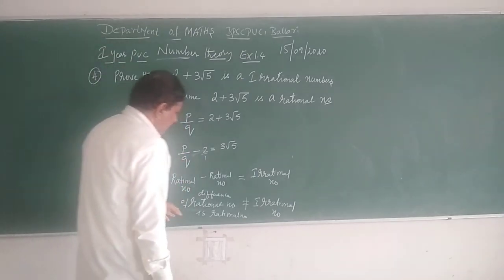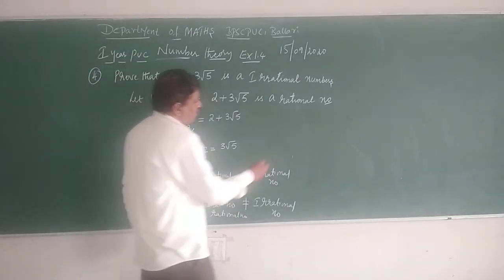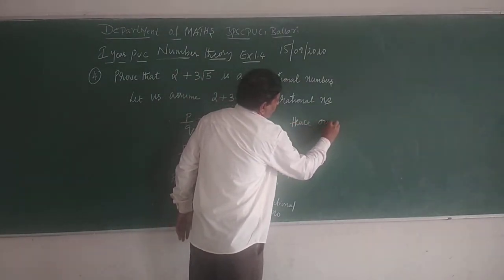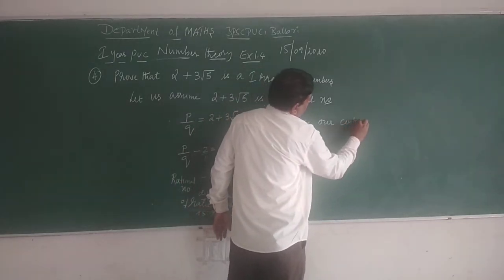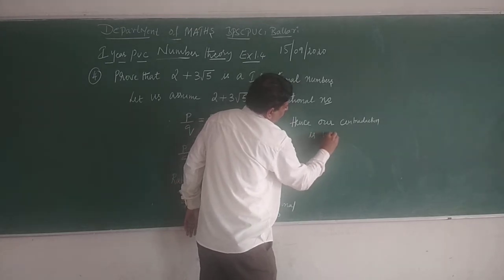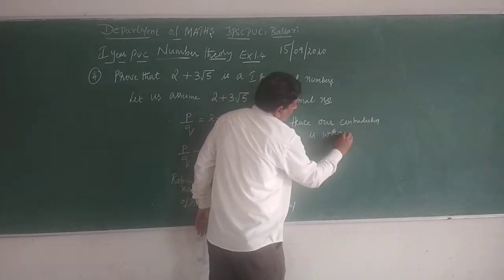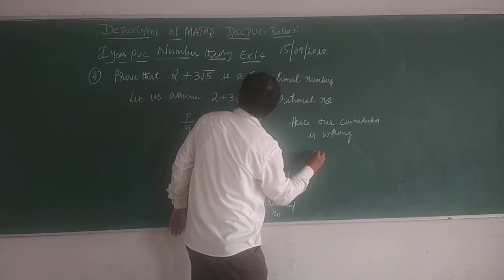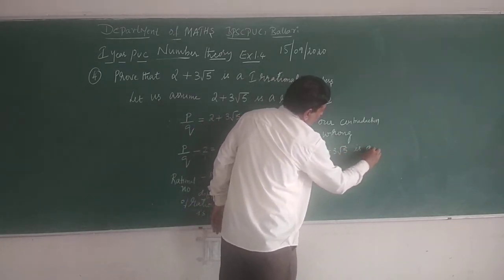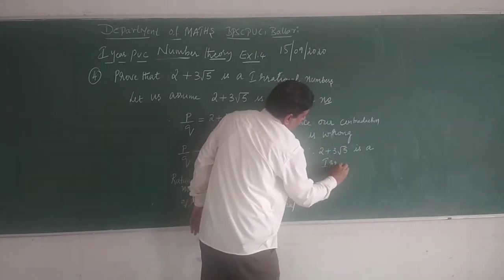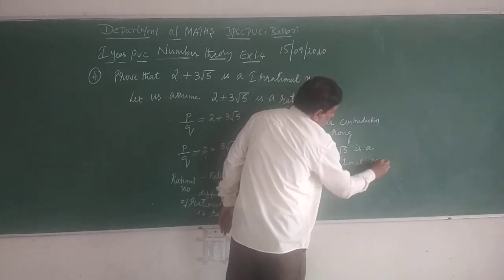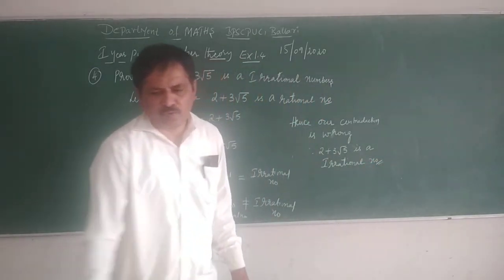A rational number cannot be equal to an irrational number. Hence, our contradiction is wrong. Therefore 2 plus 3 root 5 is an irrational number. Right? Yes, please.